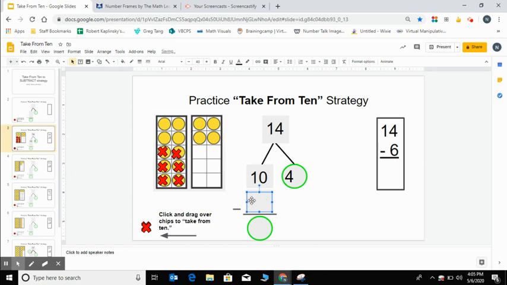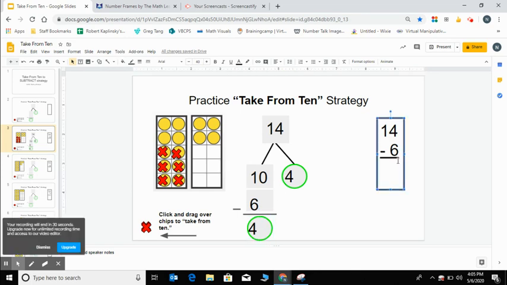All right, so how many did I take away from my 10, guys? I took away 6. How much did that leave on the 10? That left me with 4. And when I take the 4 that are left on the 10 and I combine that 4 with the 4 that were remaining in the ones, 4 and 4 together would leave me with 8 yellow counters. So that's how you can use take from the 10 to help you with facts like this.